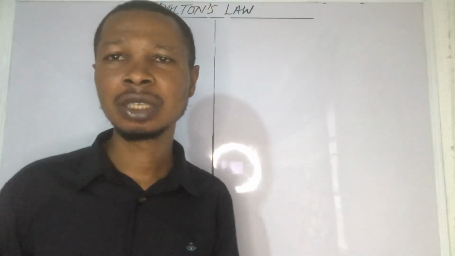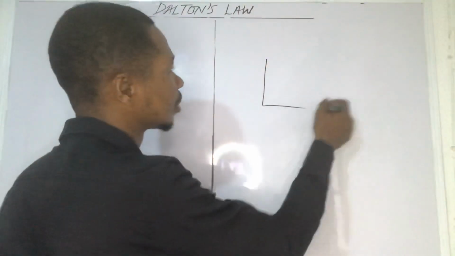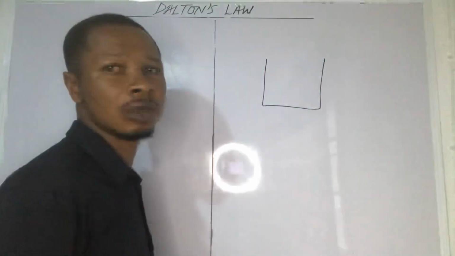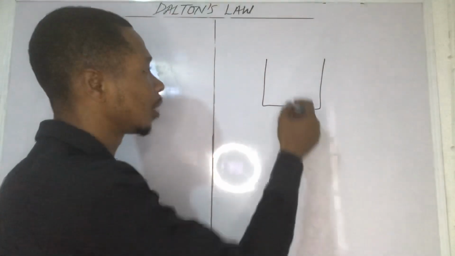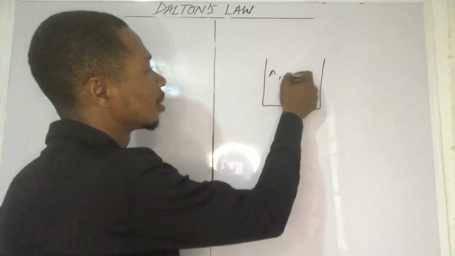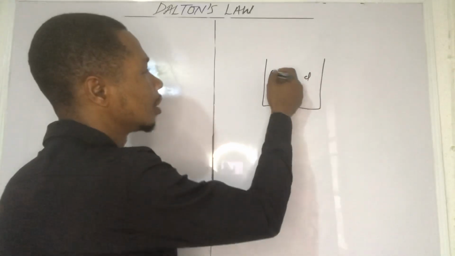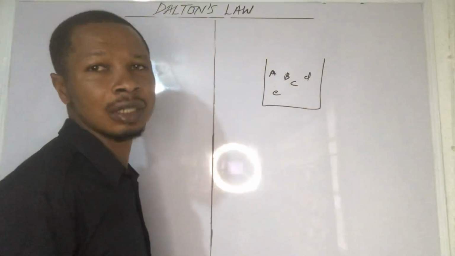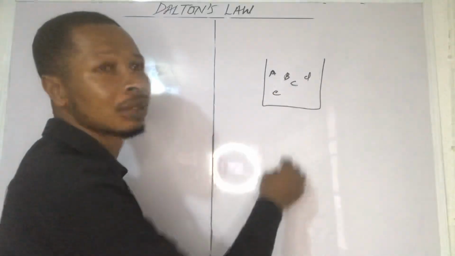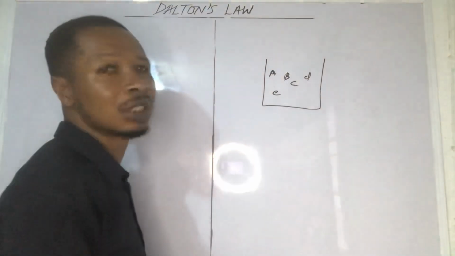Now, what does the law mean? If you have a container, and in this container you have various gases, let's say gas A, B, C, D, and E, the total pressure in this container will be the sum of the partial pressures of all these gases.